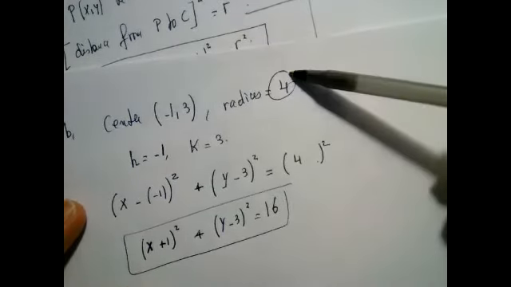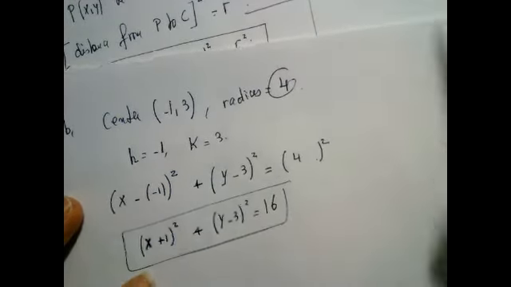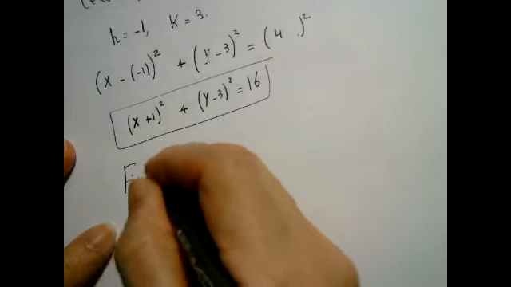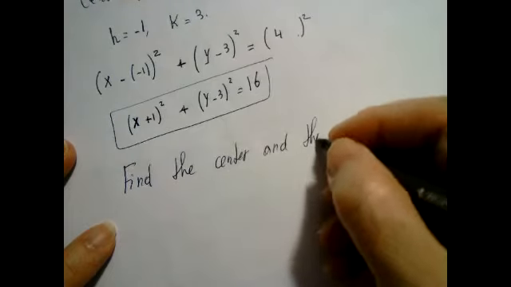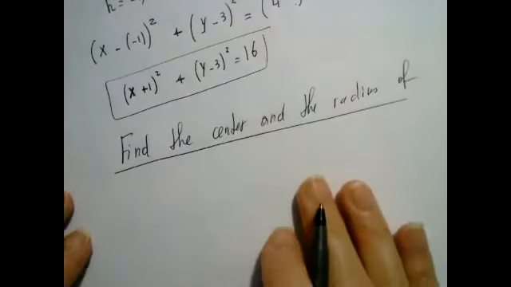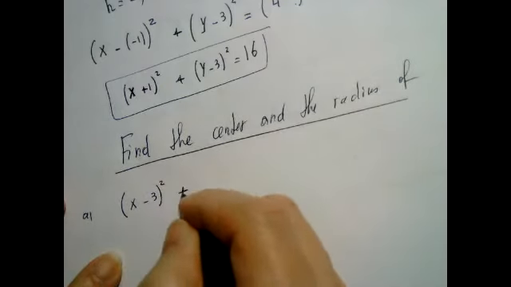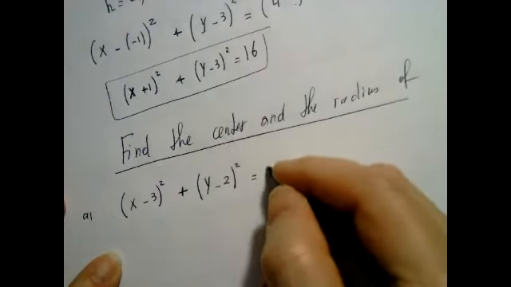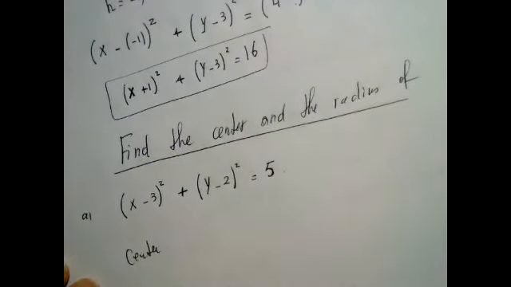Now we're going to start going backward. I'm going to give you the equation. You have to give me the center and the radius. So find the center, and this time I will ask you the questions. Find the center and the radius of the following. Now A. I'm going to give you the equation, plus (y minus 2) squared equal, let us say, to 5. I want the center and I want the radius.